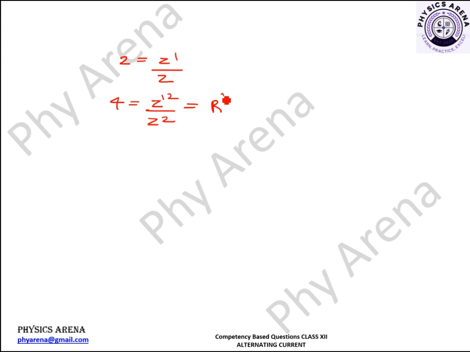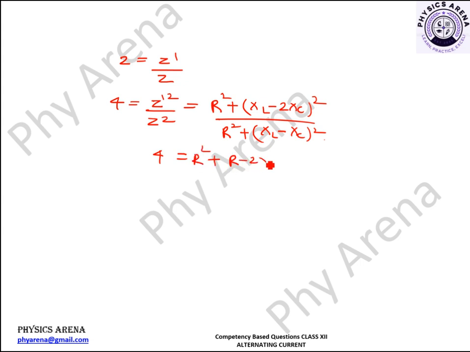So we can write R square plus XL minus twice of XC whole square divided by R square plus XL minus XC whole square. And this XL was equal to R. So further we can reduce it to 4 is equal to R square plus R minus twice of XC whole square divided by R square plus R minus XC whole square.